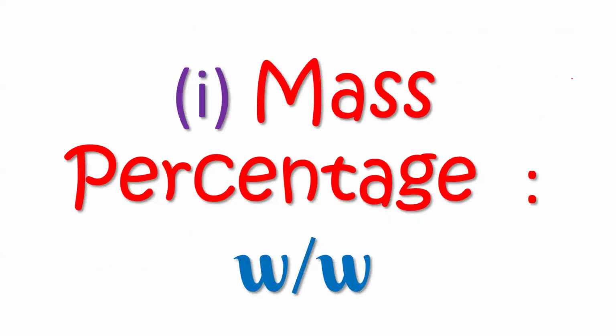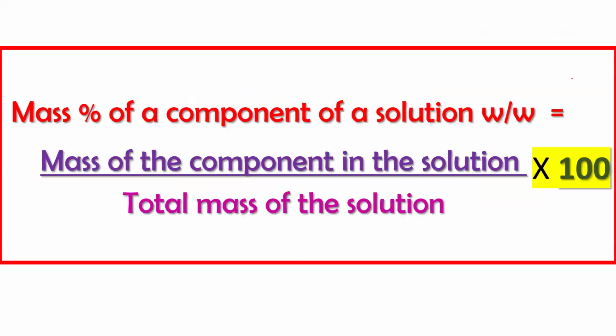So first is the mass percentage. How can we write it? W by W. Mass percentage is W by W. The mass percentage of a component of a solution is the mass of the component in the solution divided by the total mass of the solution, multiplied by 100. So first we have to get the mass of the component in the solution, then divide by the total mass of the solution, then multiply by 100.